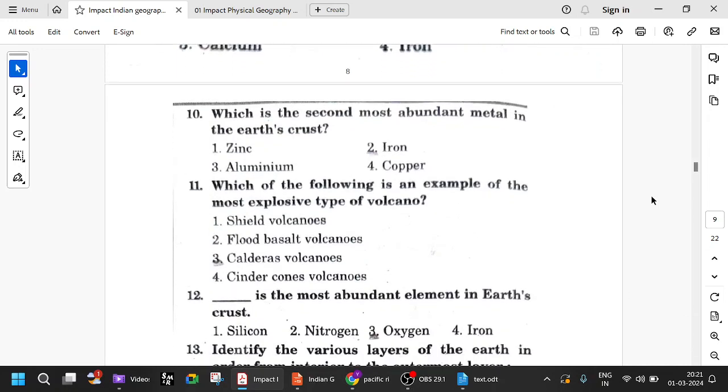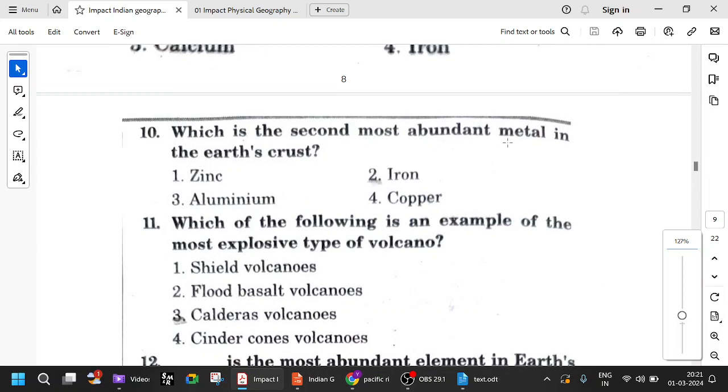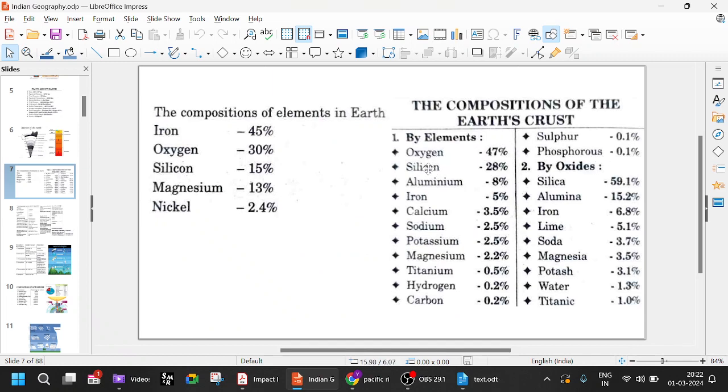So which is the second most abundant metal in the Earth's crust? Obviously, iron. We are talking about the crust. So first is aluminium, and we are talking about metals, so second is iron. If you are talking about elements as a whole, then oxygen. Very, very important. Oxygen followed by silicon. Only then comes aluminium. Silicon comes from sand, right?